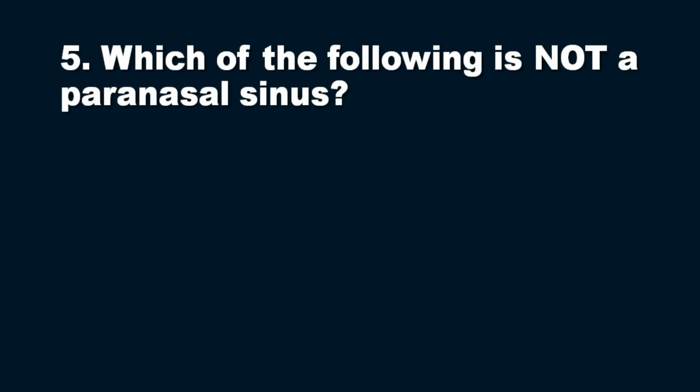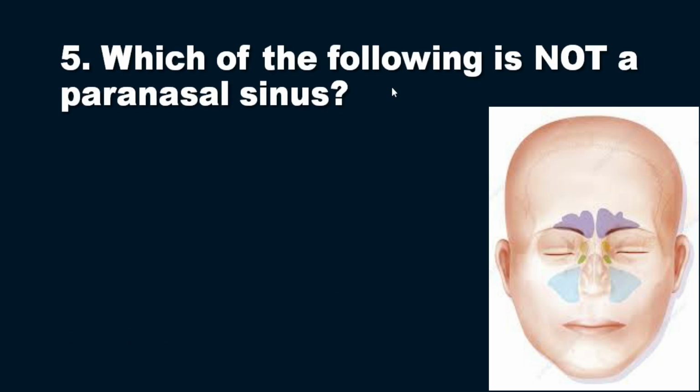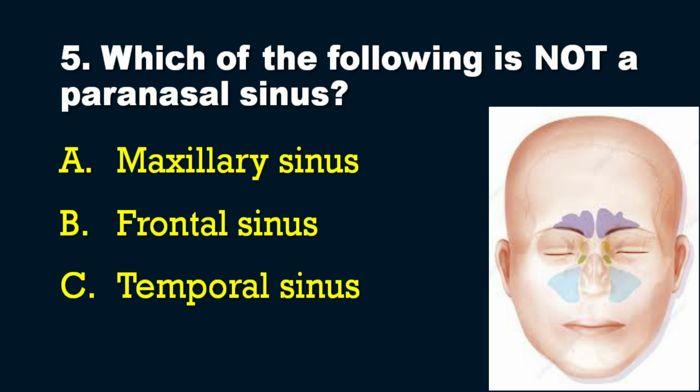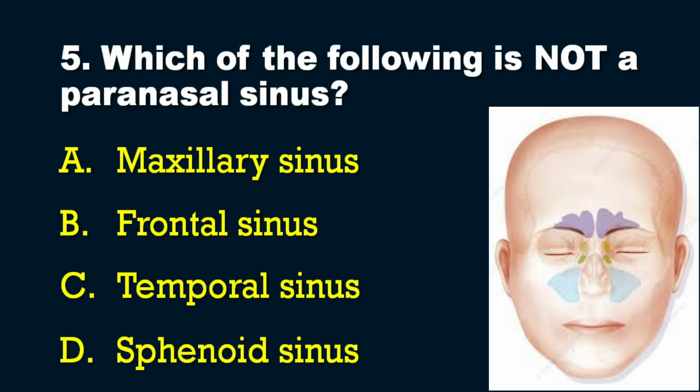Now we will move on to the fifth question, and the question is, which of the following is not a paranasal sinus? You know the sinuses. The options are: option A, maxillary sinus; option B, frontal sinus; option C, temporal sinus; and option D, sphenoid sinus.